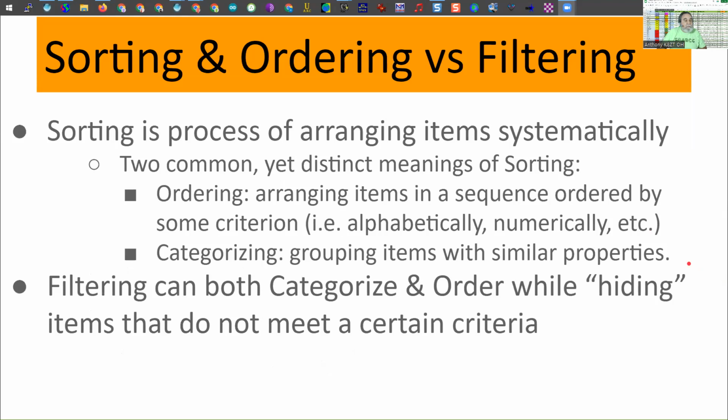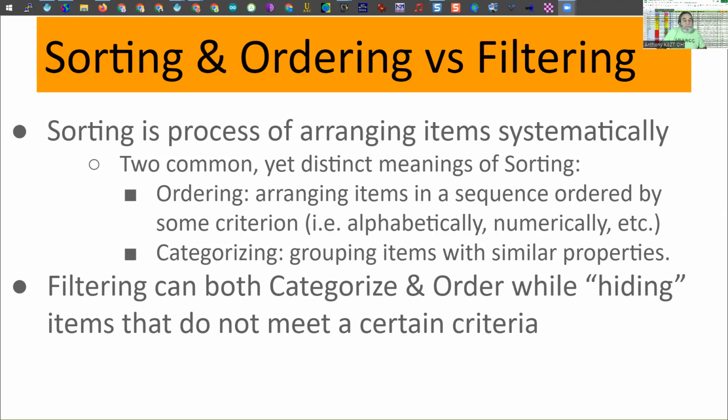Let's talk a little bit about some of the ways we can analyze our data. The first thing I want to talk about is sorting and ordering versus filtering. Sorting is the process of arranging items systematically. There's two common yet distinct meanings of sorting. The first one is ordering. This is arranging items in a sequence ordered by some criteria, i.e. alphabetically, numerically, etc. The second type is categorizing.